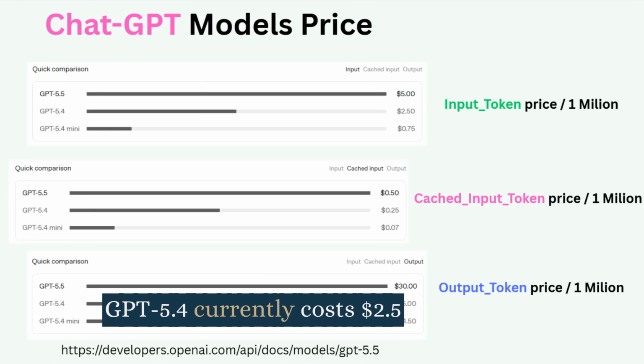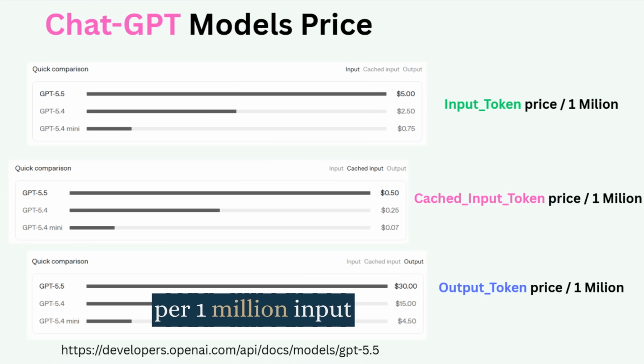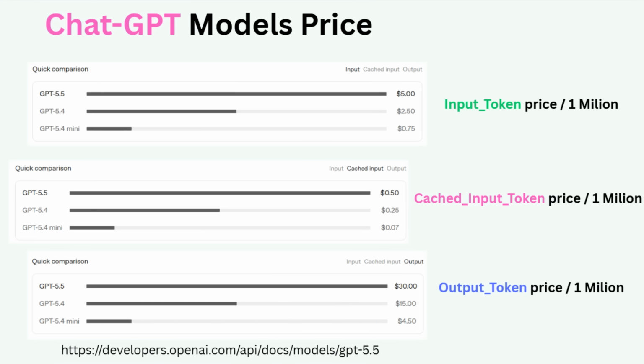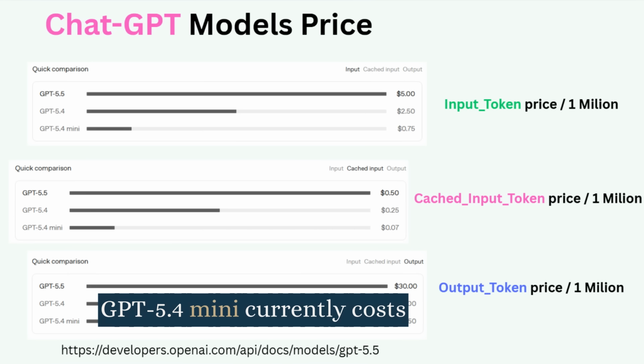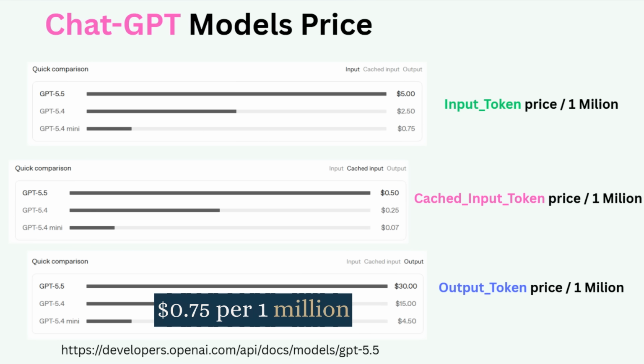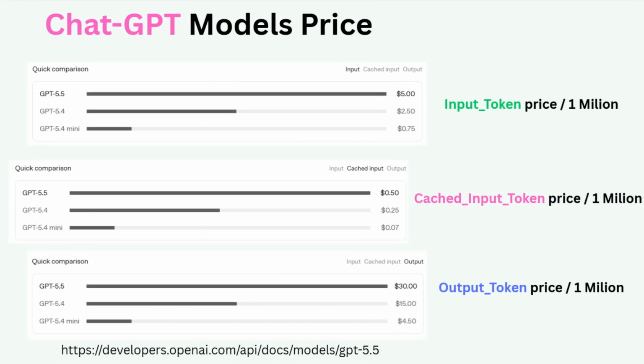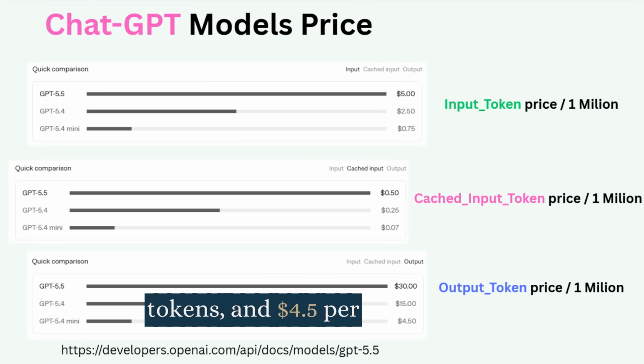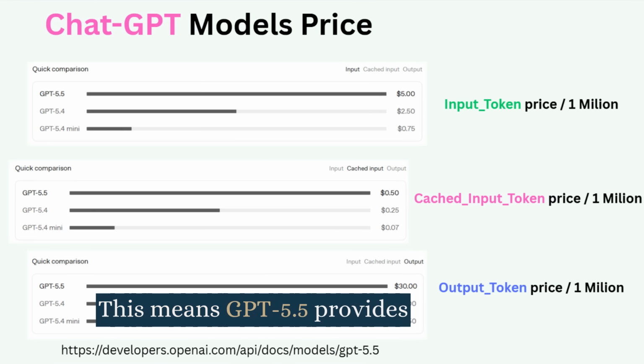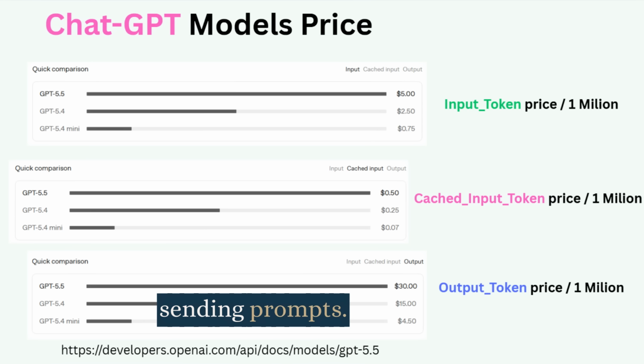GPT 5.4 currently costs $2.50 per 1 million input tokens, 25 cents per 1 million cached input tokens, and $15 per 1 million output tokens. GPT 5.4 mini currently costs 75 cents per 1 million input tokens, 7 cents per 1 million cached input tokens, and $4.50 per 1 million output tokens. This means GPT 5.5 provides the highest capability among these models, but generated responses, output tokens, are significantly more expensive than sending prompts.